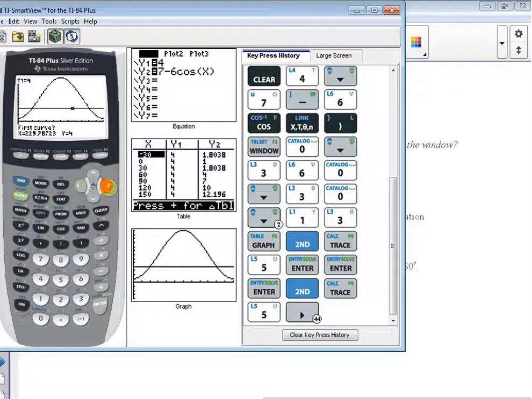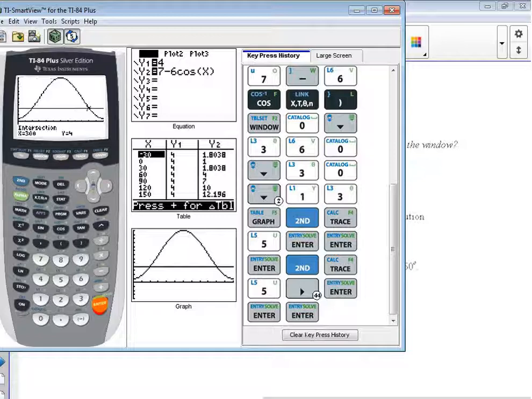There. It's still going. Enter, enter, enter. And you should see the 300.